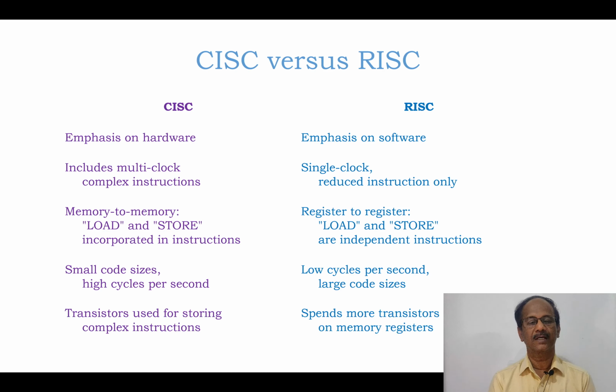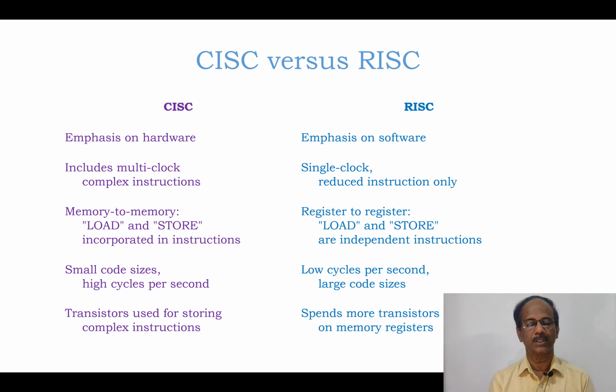So we can see the comparison between CISC and RISC. In CISC architecture, the emphasis is on hardware, whereas in RISC architecture, it is on software. CISC architecture uses multi-clock, meaning variable clock, and a complex set of instructions, whereas RISC architecture employs a single clock and a reduced number of instructions. Basically, CISC architecture employs memory-to-memory instructions, whereas RISC architecture employs register-to-register instructions.